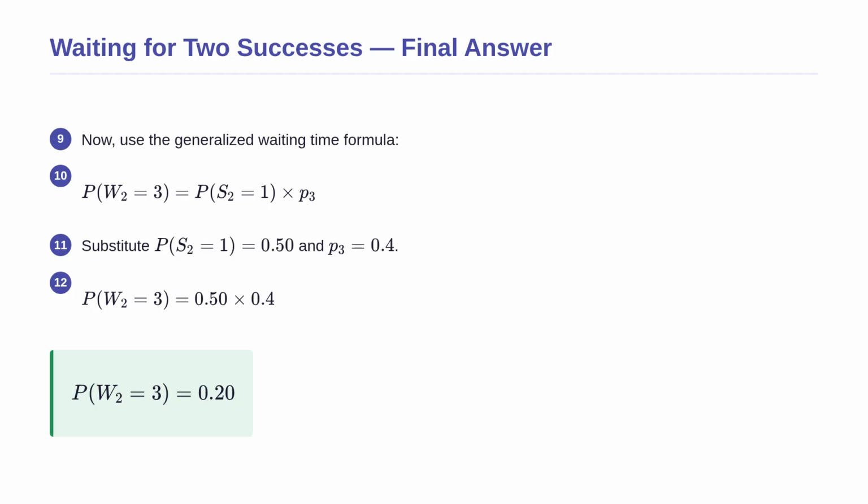Now that we have our intermediate result, we set up the final waiting time formula. We multiply the probability of getting one success in the first two trials by the probability of passing the final third test. We substitute 0.50 for the first part and 0.4 for the third test success probability. Multiplying these gives us 0.20. The final probability is 20%. This means there is exactly a 20% chance that the student will have to wait until the third test to secure their second overall pass. This perfectly demonstrates how we handle waiting times when the difficulty changes at every step.